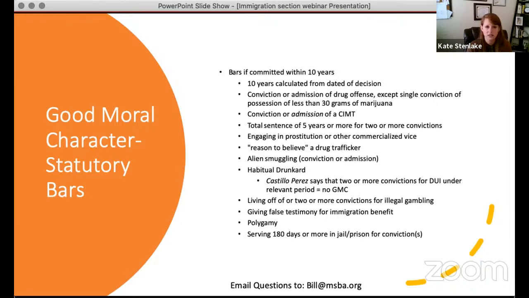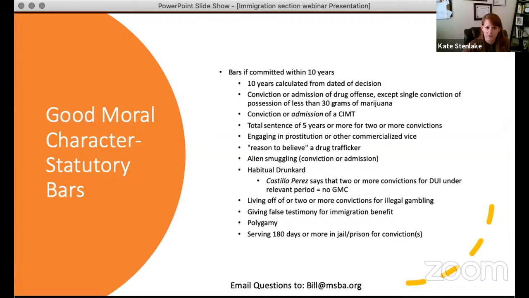So the rest of these bars would apply only if they were committed within the 10 years. Now, it's a different 10 years than the physical presence 10 years. The 10 years of good moral character is calculated from the date of the decision back. So it's a little bit easier than the 10 years of physical presence.